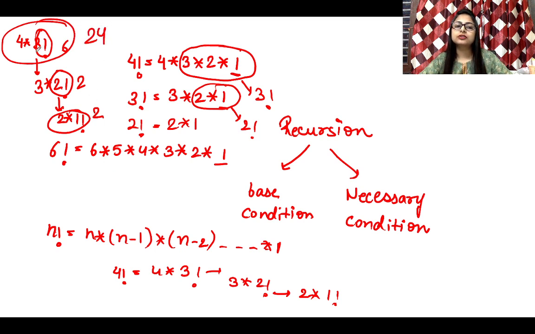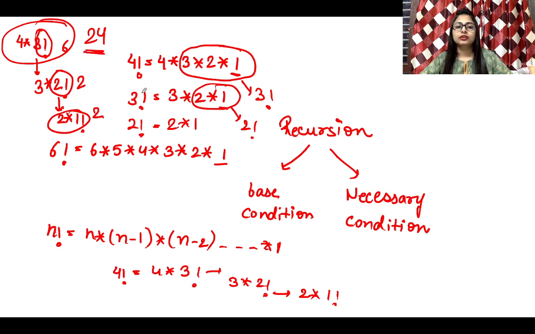So this is the procedure of recursion. What we will do? We will first make a tree from top to bottom, and at the base condition we have to put that value, and then we will compute that value from bottom to top, and at last we will get our desired result. So this is the basic thing of recursion.